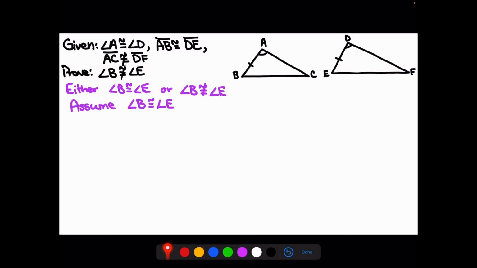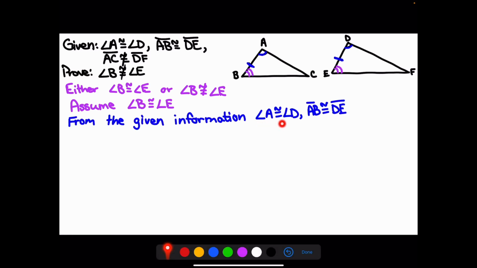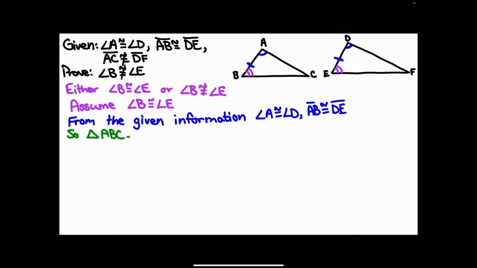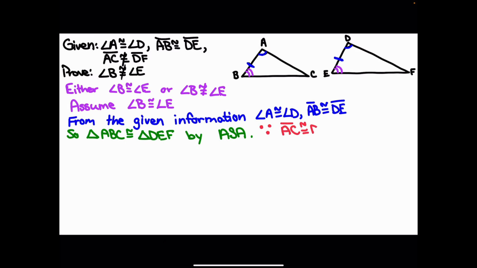Well, if that's true, then we can say that angle A is congruent to angle D, and segment AB is congruent to segment DE. All that's from our given information up top here. Now at this point, I can prove that the two triangles are congruent using angle, side, angle. So triangle ABC is congruent to triangle DEF by angle, side, angle. If the two triangles are congruent, that means that the corresponding parts are as well. So I would then be able to say that AC is congruent to DF.